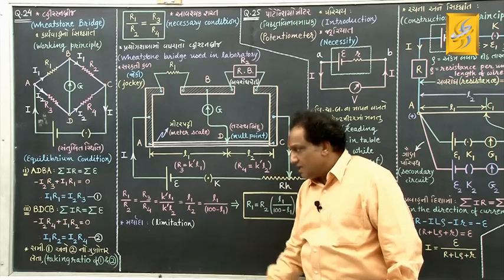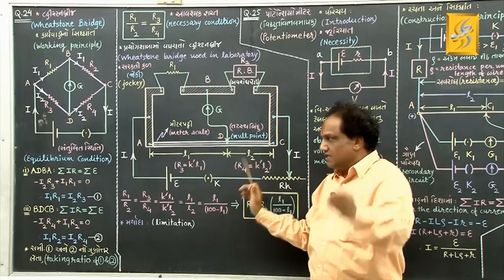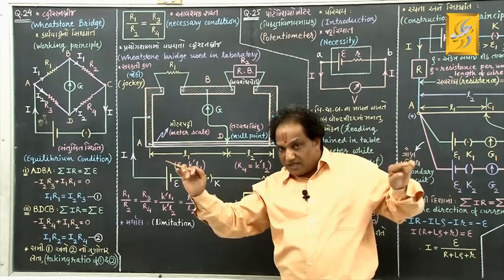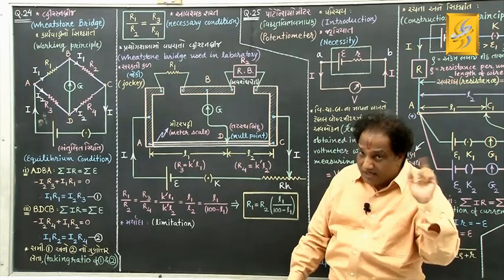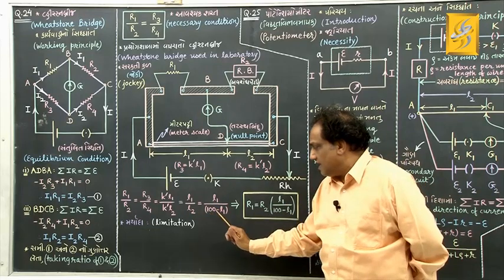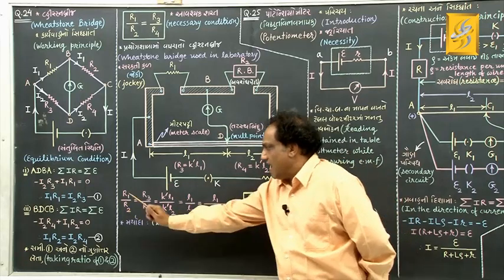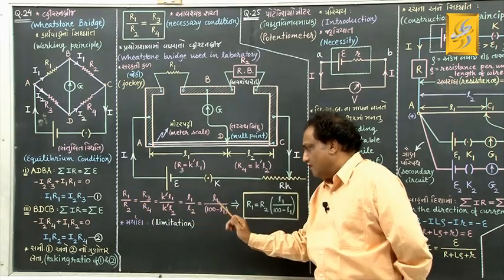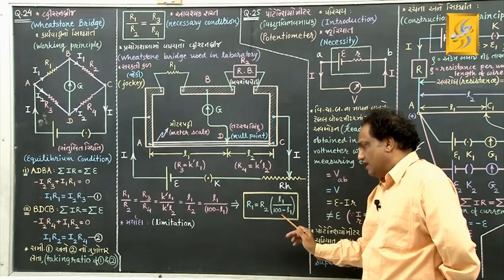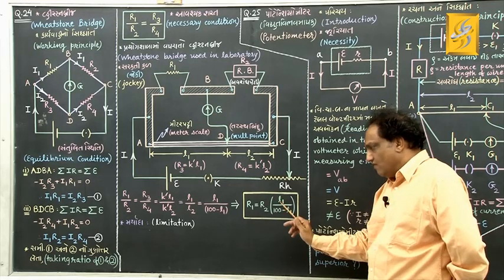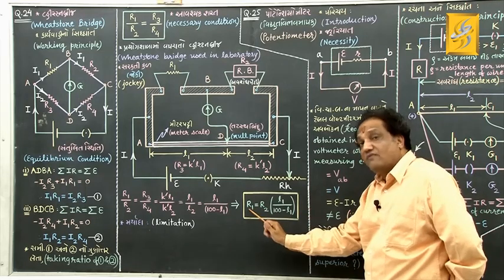L1 as it is. But what is L2? Tell me the total length. Total length is L1 plus L2. But the total length in a meter bridge is 1 meter, that is 100 centimeter. If L1 plus L2 is 100 centimeter, what is L2? It is 100 minus L1. Now transfer this R2 over here. Then you get R1 equals R2 into L1 upon 100 minus L1. You know the value of L1 and the value of R2, so you can use this formula to calculate the value of R1.